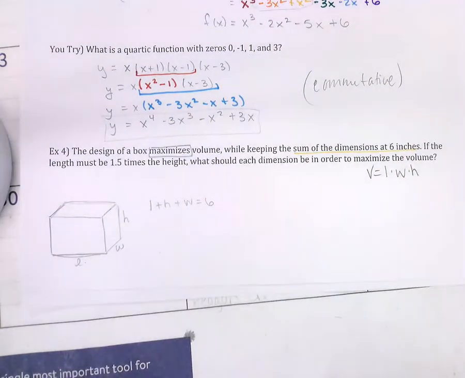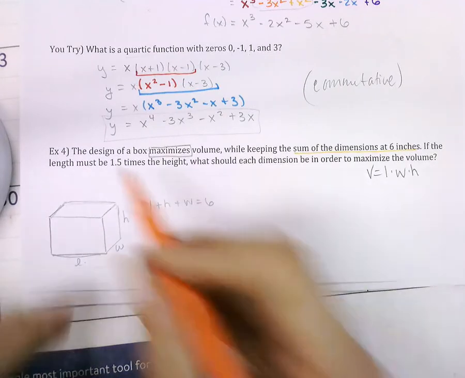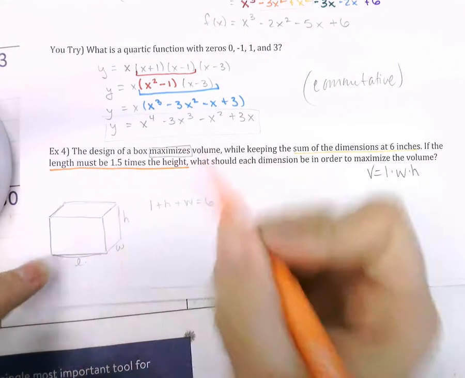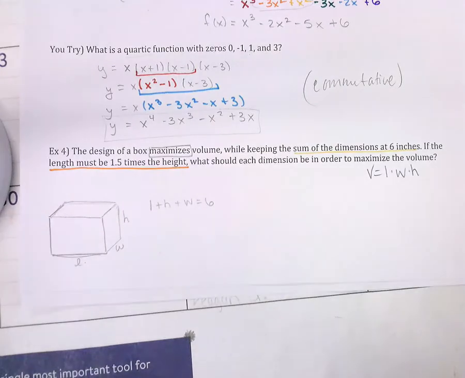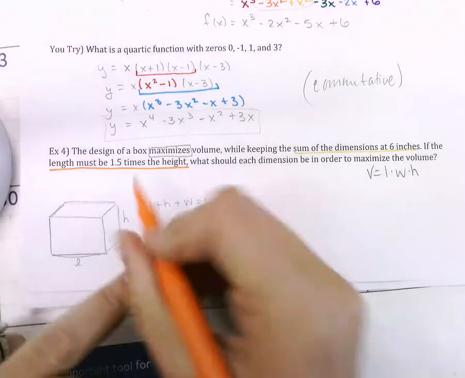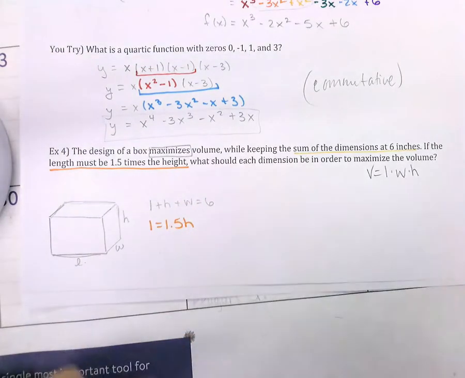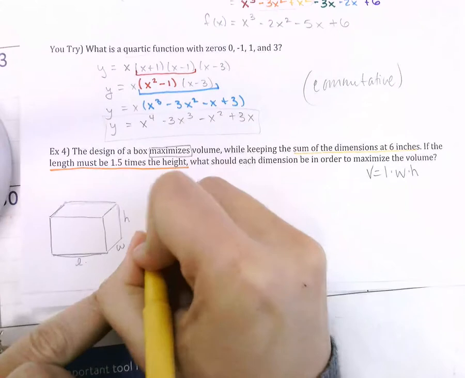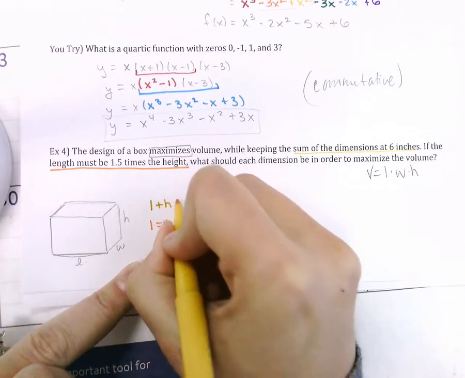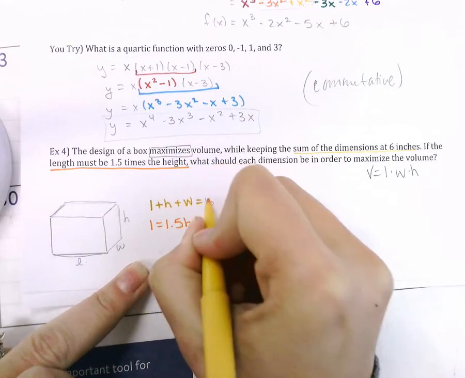Okay, in addition to that, it says the length must be 1.5 times the height. If I had to write that as an equation, what would it be? Length must be 1.5 times the height. So L equals 1.5H. There you go. That is a 1, not an L. I'm going to write it again. Sorry, I had it in cursive.